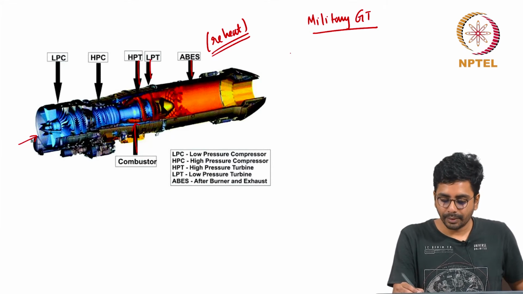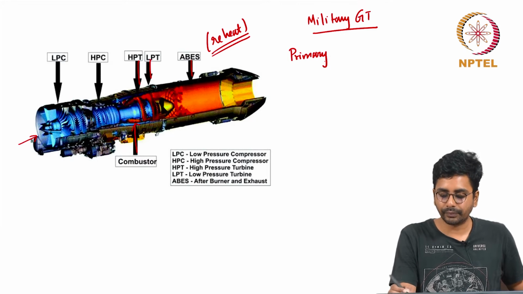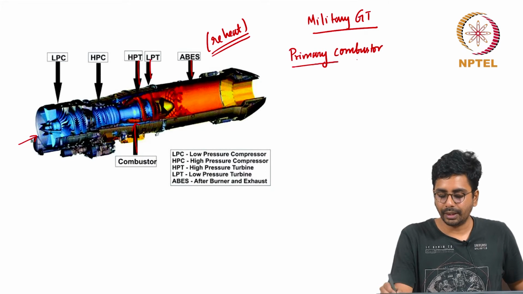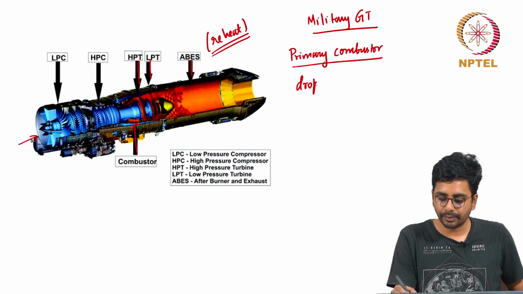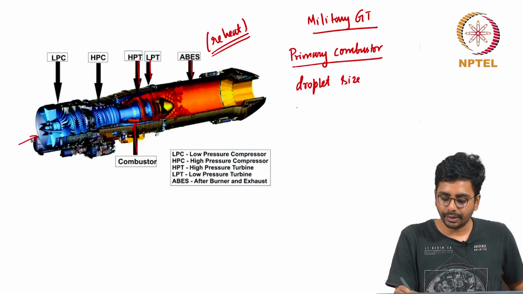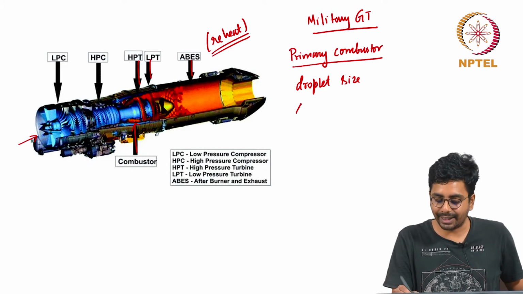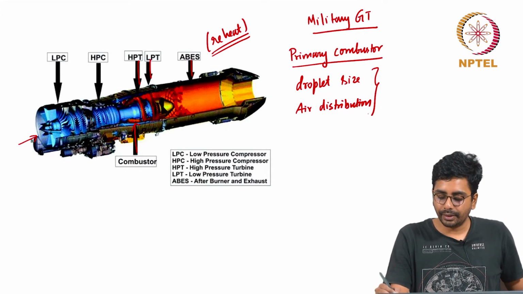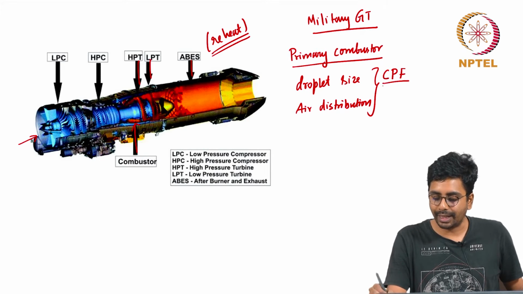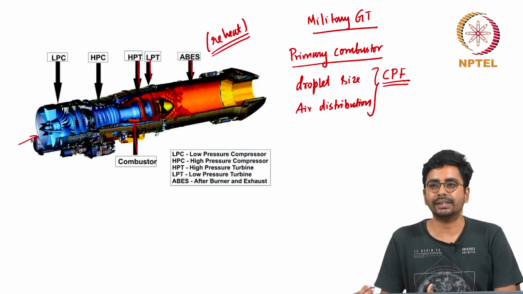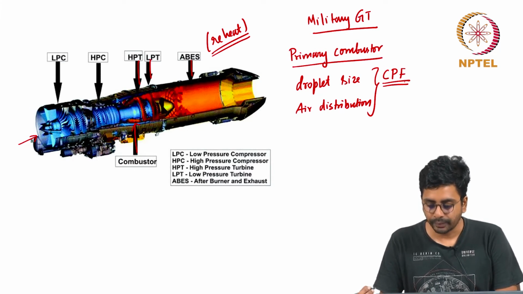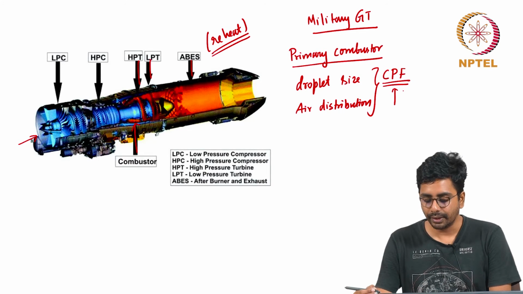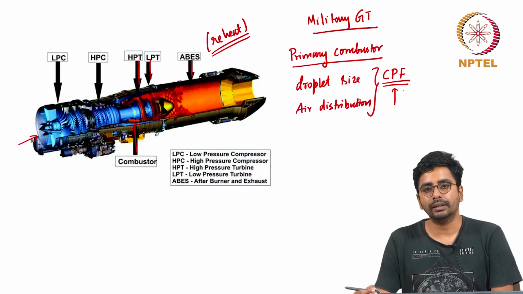Okay. The primary combustor uses liquid fuel sprayed into the combustion chamber. Here again droplet size, its dispersion within the combustion chamber and air distribution determine what is called the circumferential pattern factor at the exit of the combustor. This is a measure of the circumferential non-uniformity in temperature. And why is this a key thing? Because this has to be within a certain limit for the life of the turbine to be acceptable.